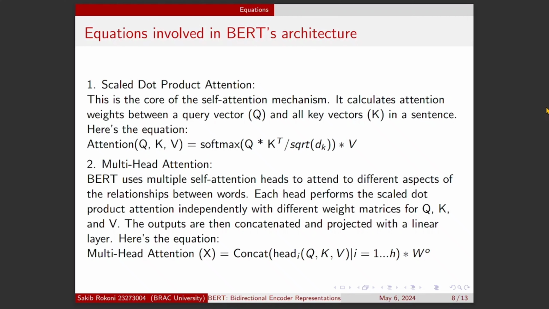Let's see the equation. Scaled dot-product attention. This is the core self-attention mechanism. It calculates the weight between the query vector Q and all key vectors in a sentence. Here is the equation, which takes Q, K, and V, with a softmax.